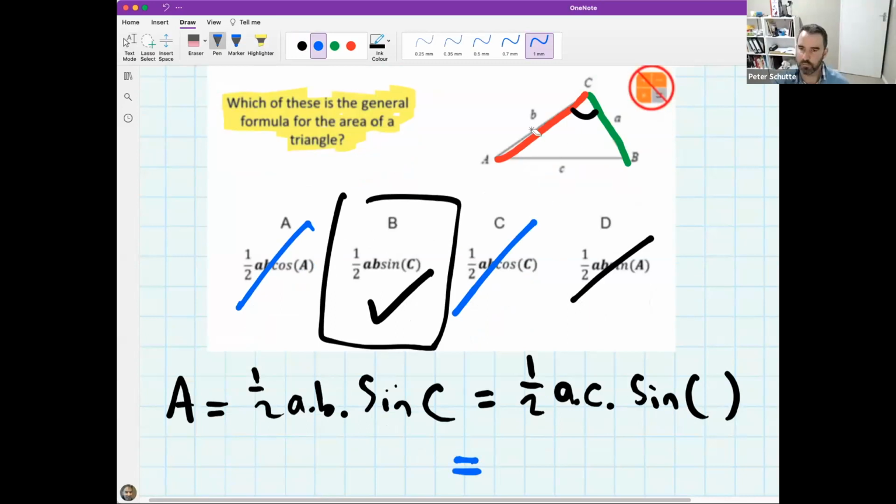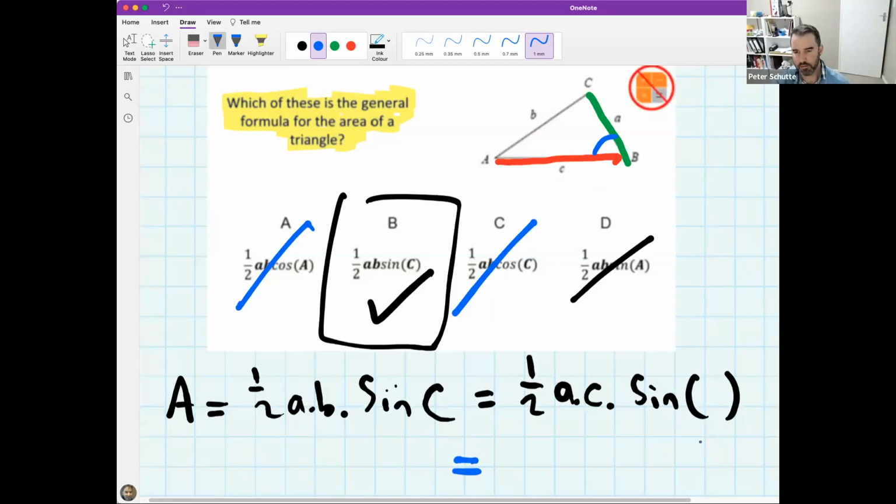So I'll get rid of B because I'm not interested. I'm interested in A and C. Now, what's the angle between those two sides? Yes, Toba, I agree. It has to be B.